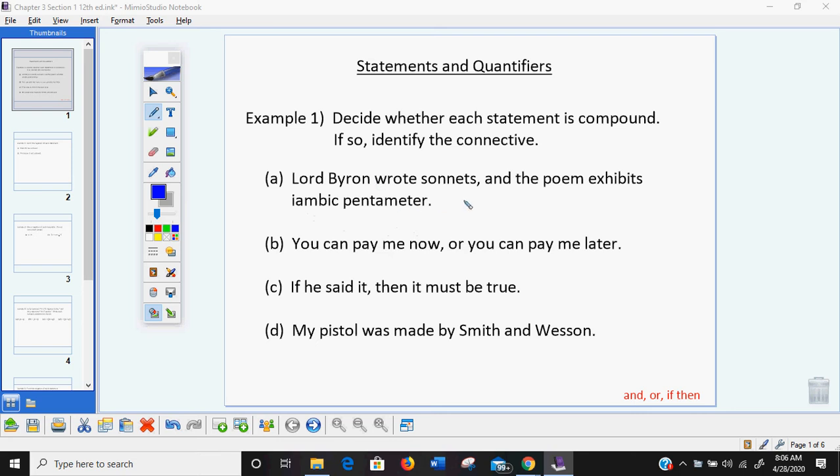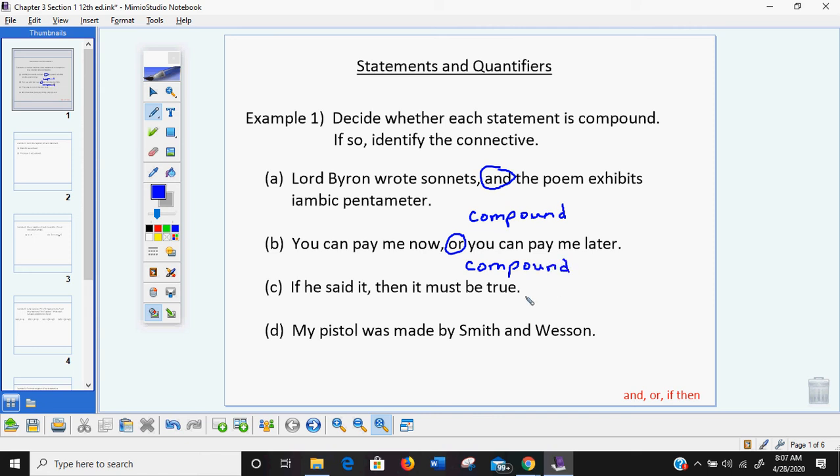Lord Byron wrote sonnets, and the poem exhibits iambic pentameter. Now, we have the word and here, and this is two separate sentences that they put together. So this one would be compound. Let's look at the next one. On the next one, you can pay me now, or you can pay me later. That is two different sentences, or would be your connective. So this one is also compound.